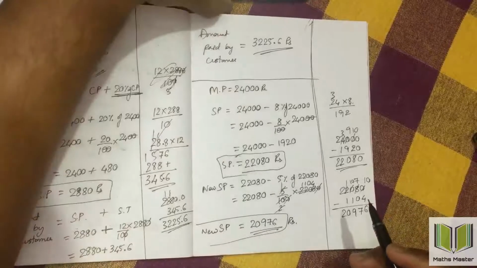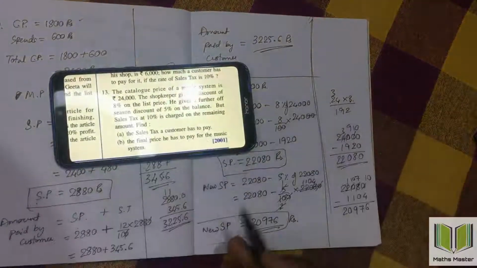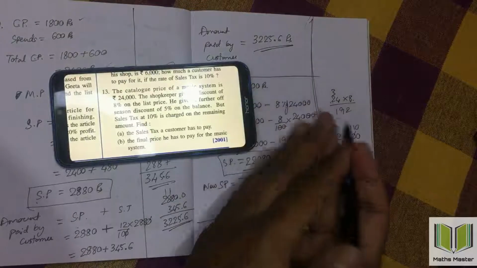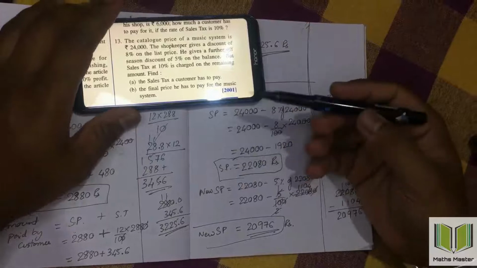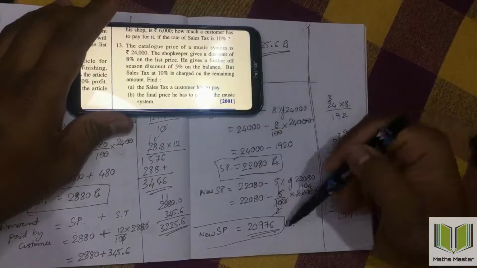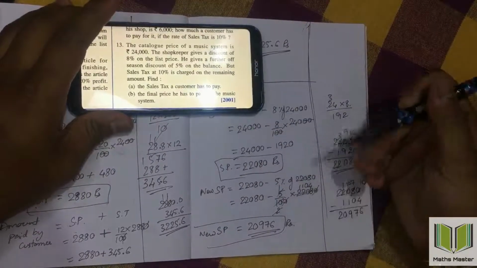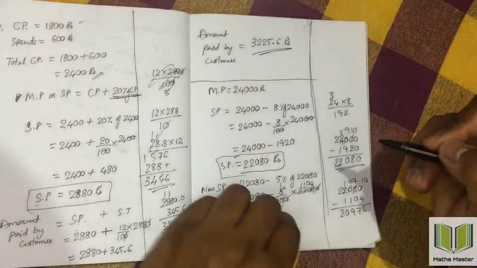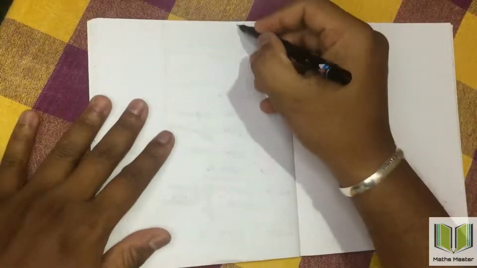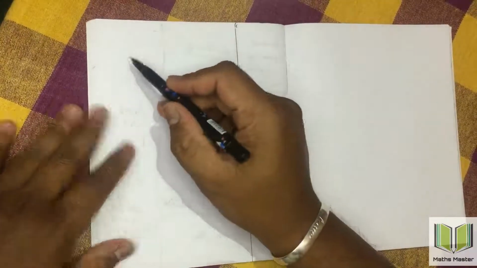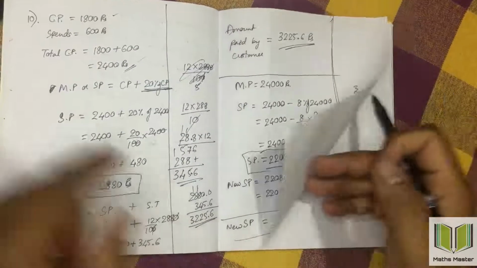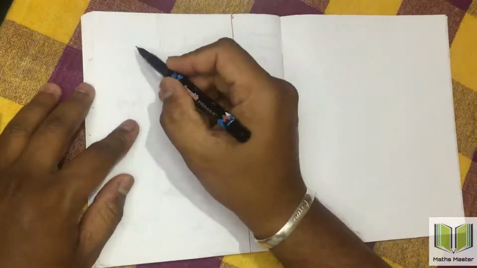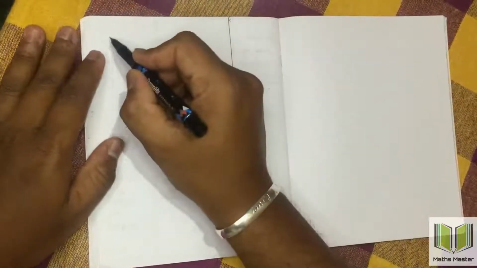This is the actual selling price at which he'll be selling it. First, there was a discount of 8% and we got 22,080, and then again another additional discount of 5% was given by the shopkeeper, which makes it 20,976 my new selling price, the sale price of the vendor, sorry. Now, the customer sees it as the final amount as 20,976, but obviously the sales tax has to be paid by the customer. So what happens?